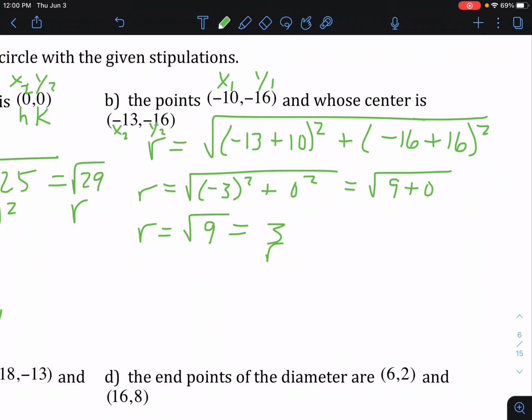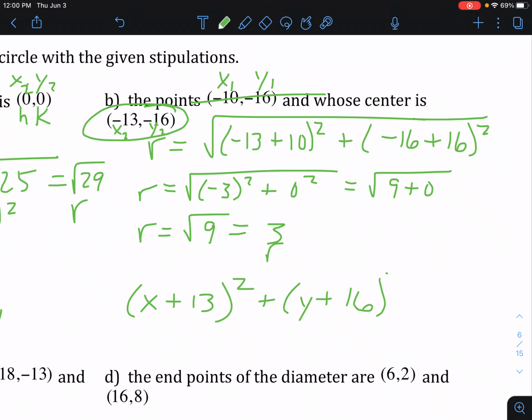So now we're going to go to our formula. We're going to use the center point for our formula. It must be the center. It cannot be the other point. So we're going to have x minus h would be x plus 13 for double negatives, then squared, plus y plus 16, double negatives again, then squared, equals, and then we have to take the radius and square it. So 3 squared will be 9.